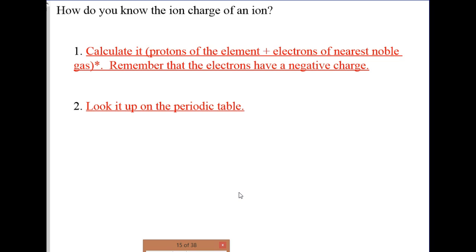You can also look up the symbol on the periodic table that you have. On that goldenrod piece of paper, the ion charge is listed in the top left-hand corner.